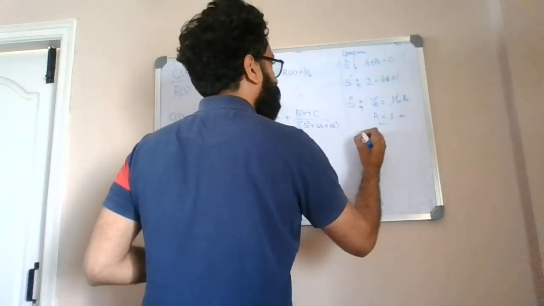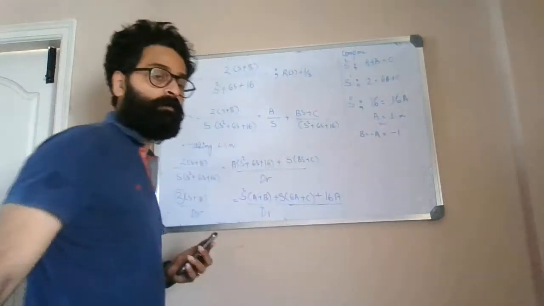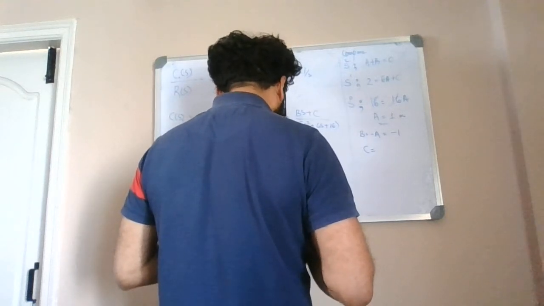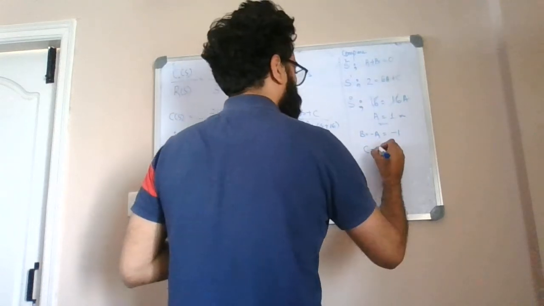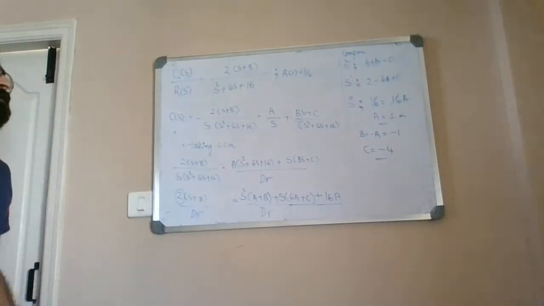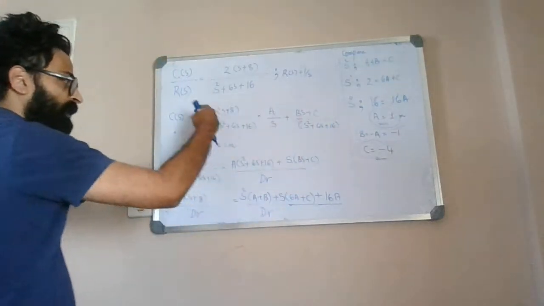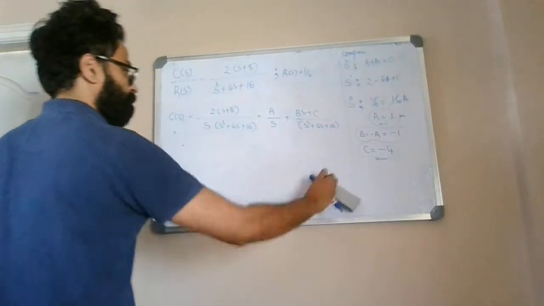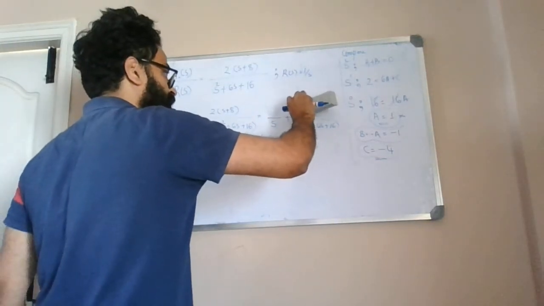If A is equal to 1, B is negative A, so B is minus 1. And similarly, you can find the C value, so C you will get as minus 4. So A is 1, B is minus 1, and C is minus 4. Okay, so let's substitute these values into the main equation.